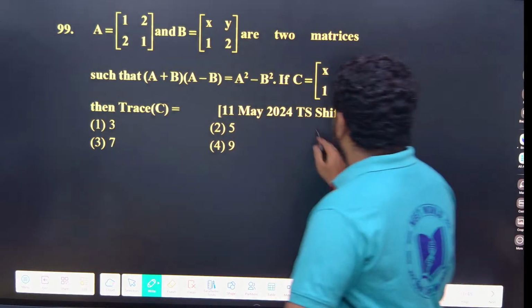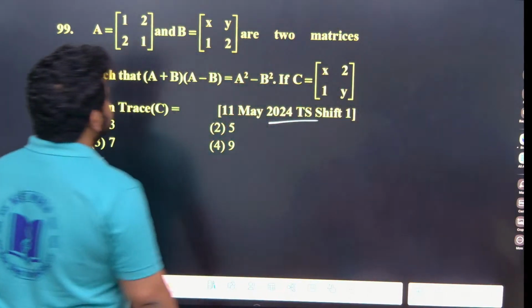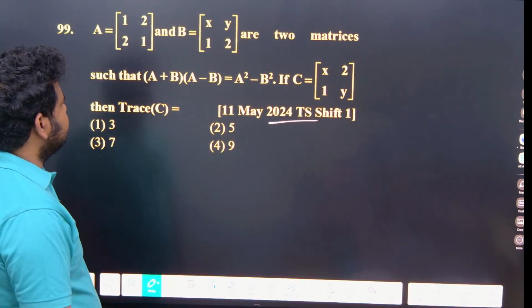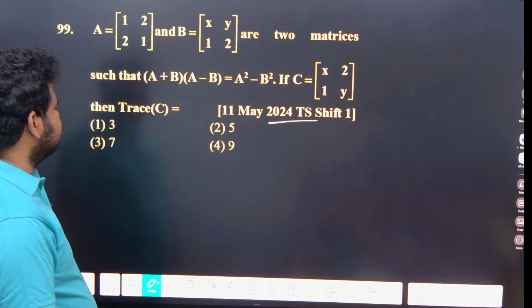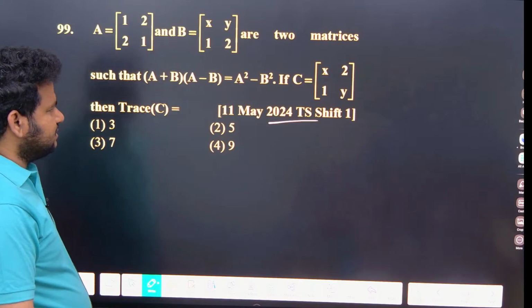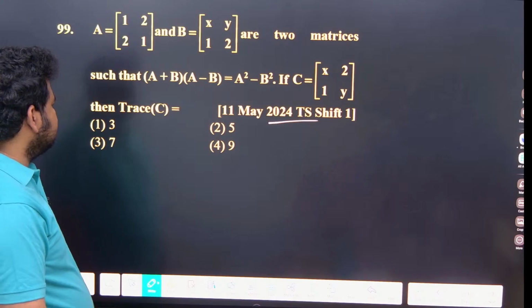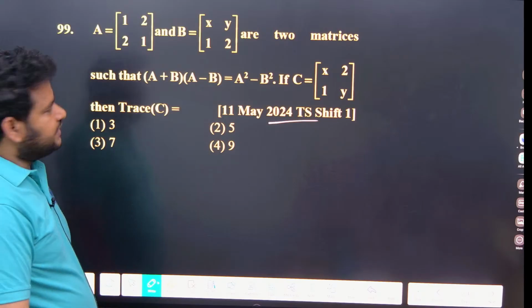Look at this question. There was 2024. A and B are given as two matrices such that A plus B into A minus B is equal to A square minus B square. If C is equal to this one, they are asking for the trace of C.